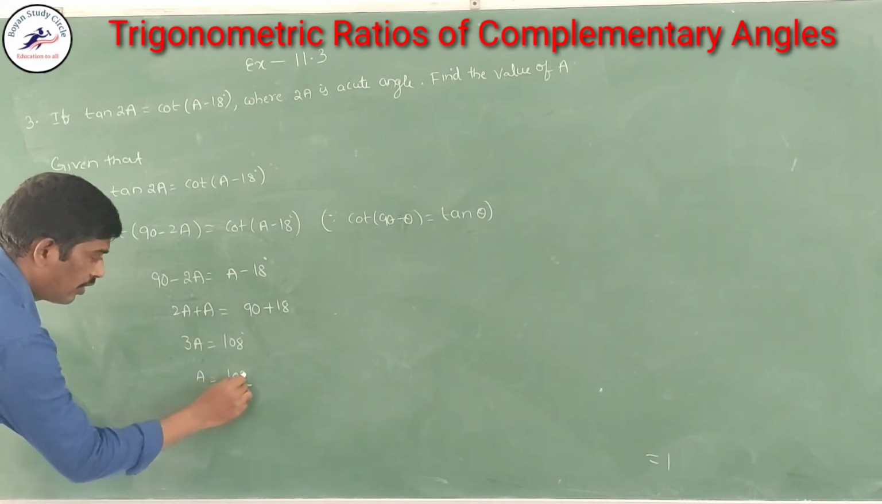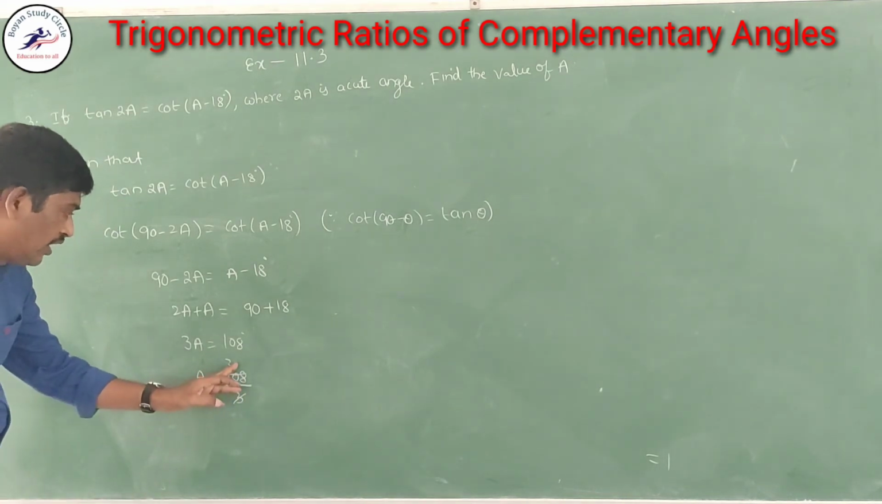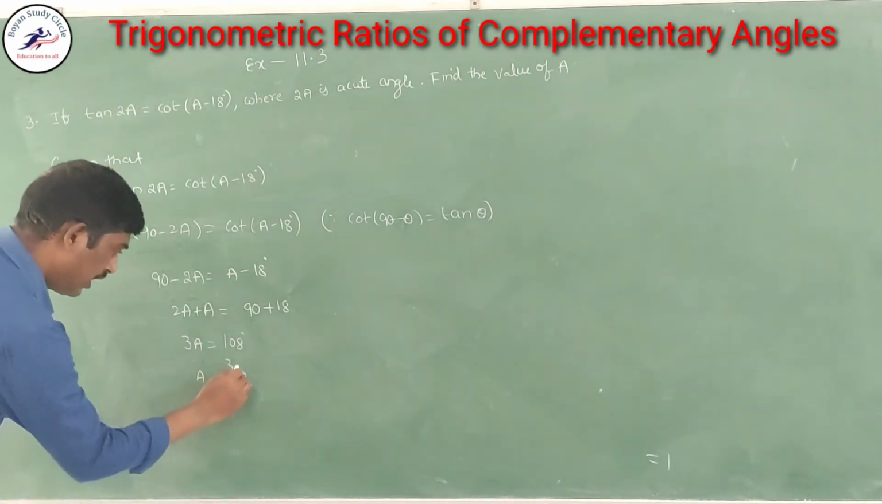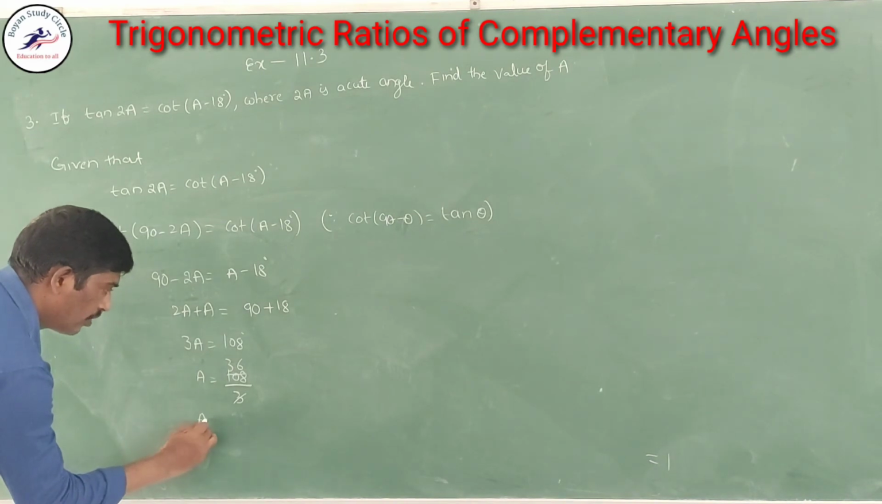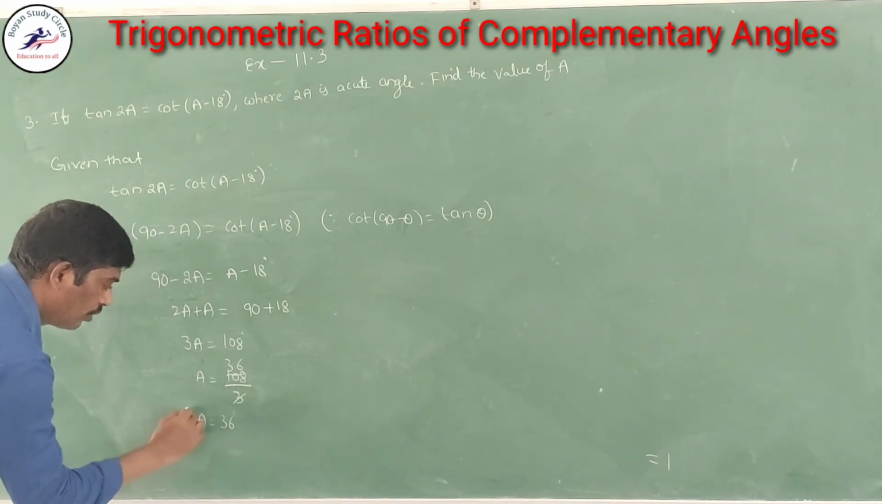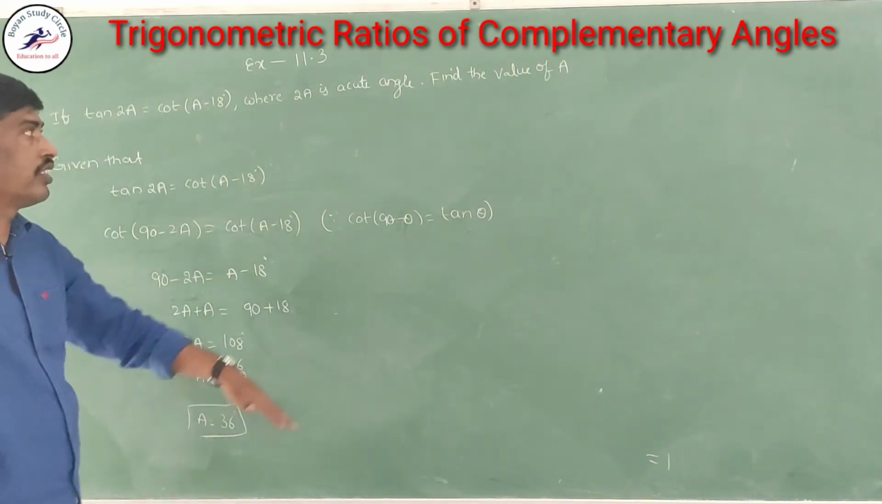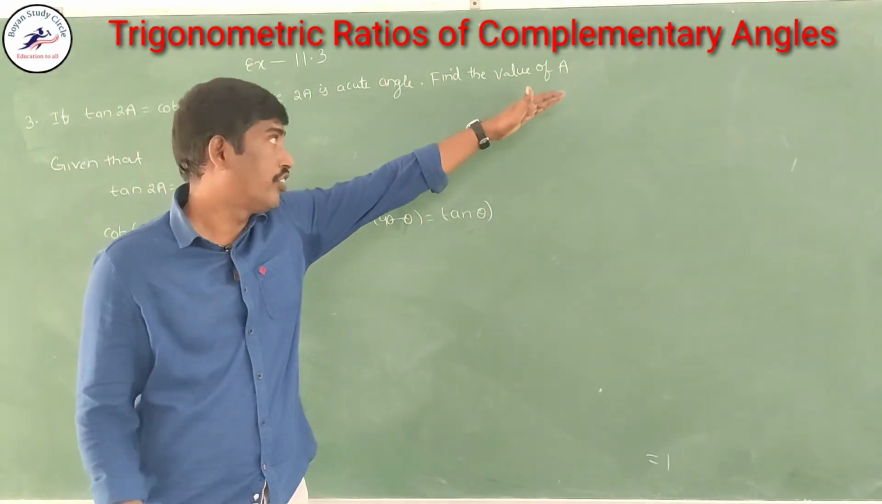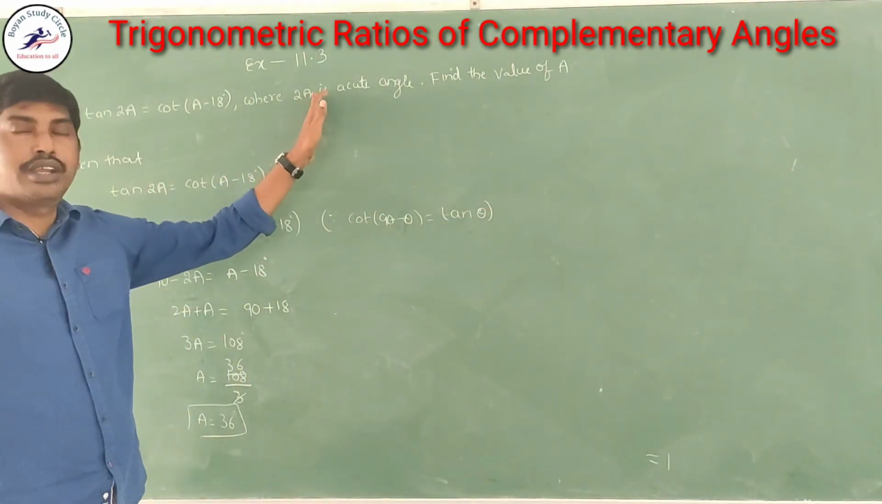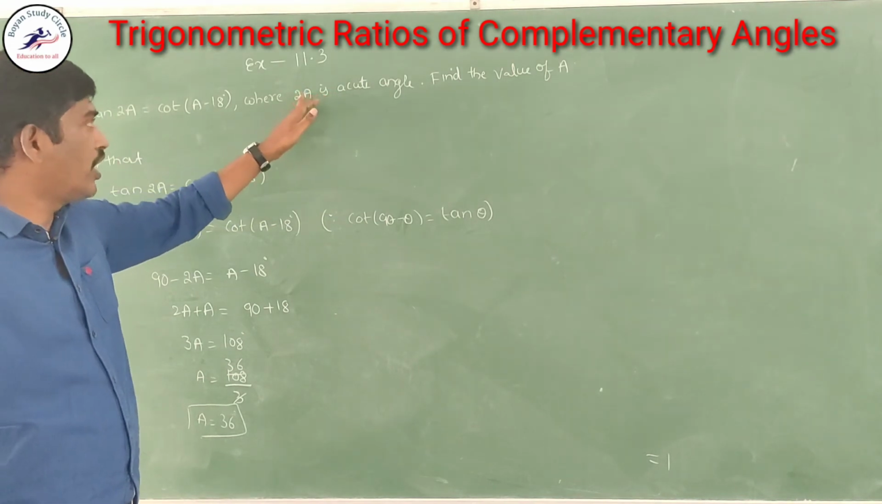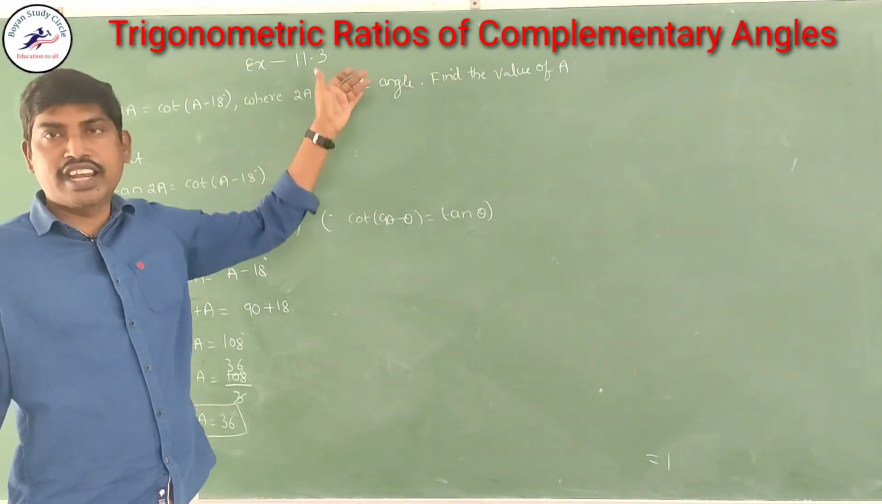3 1s are 3, 3 3s are 9, and here 1 is there, 1 and 8, 18. 3 6s are 18. So a is equal to 36 degrees. Okay. A value is, that is 36 degrees. See here 2a, 2 into 36, that is 72, that is acute angle less than 90. Okay.